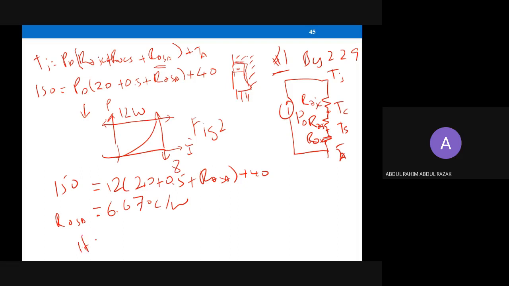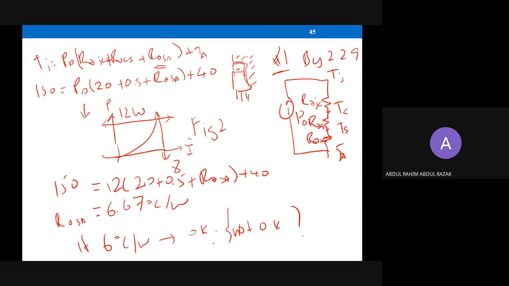So if the available heatsink is 6 degrees C per watt only, is it okay or not okay? Let's say I search from the market and we have only 6 degrees C per watt of heatsink. So is it okay or not? Anybody? Yeah, it should be okay. Should be okay, huh? Yes.